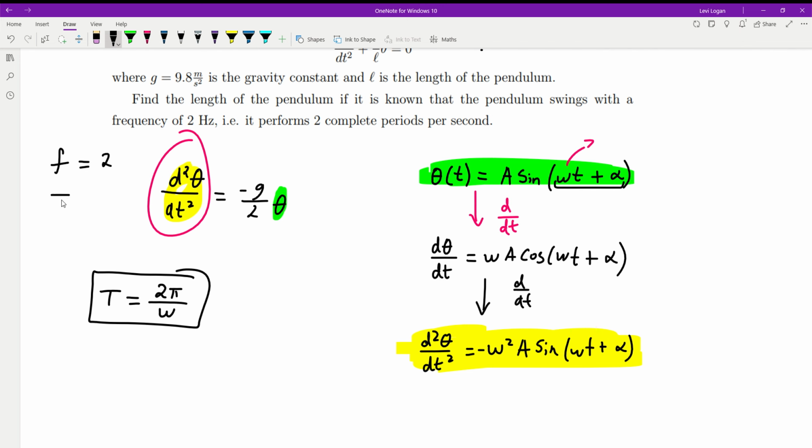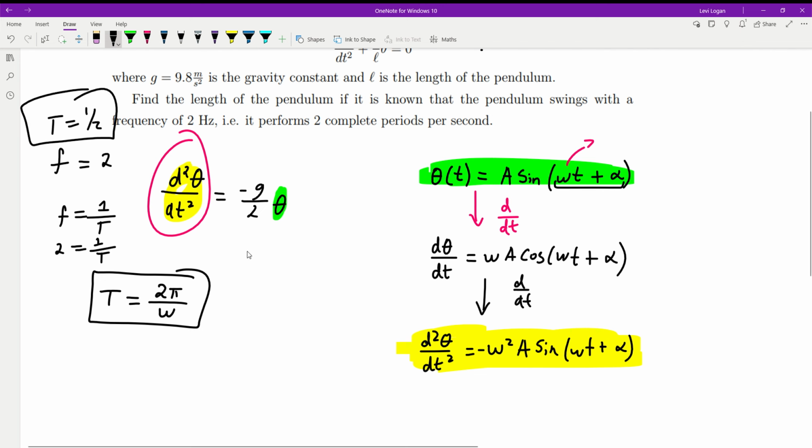We also know the period is, it completes 2 complete periods per second, but that's actually kind of double up information here, because if you have the frequency, we know frequency is 1 over the period. So if we put the 2 there, we'll get 1 over the period. So that means the period is half a second, which makes sense, because if it completes 2 periods per second, in 1 period it will be half a second. So that makes sense why T is a half. So what we have is T is a half, this equation here, and our differential equation.